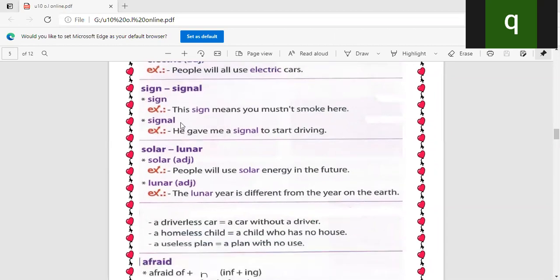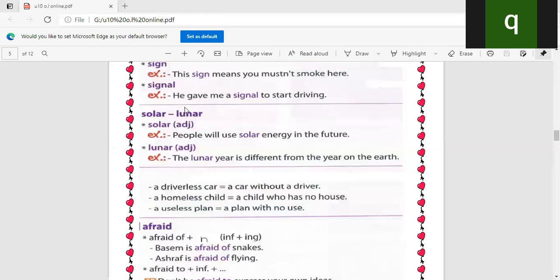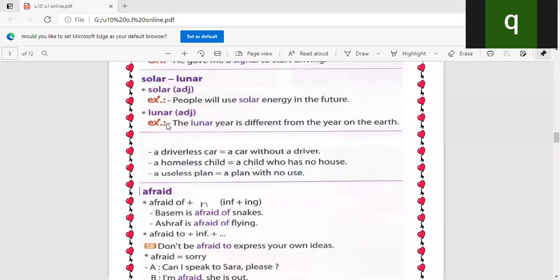Sign and signal. This sign means you mustn't smoke here. A sign says something, like the traffic signs. Signal: he gave me a signal to start driving. Solar and lunar. People will use solar energy in the future, the energy from the sun. Lunar is the energy from the moon. The lunar year is different from the year on the earth.